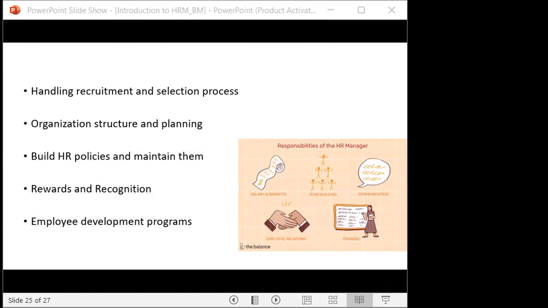Then we have rewards and recognition, paying the salaries on time, paying the EPF and ETF. Not finance, but the HR manager is responsible for such. That's why HR managers are responsible for handling the employees' salaries.